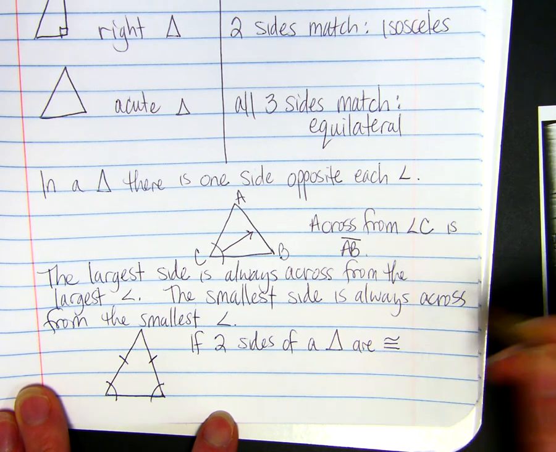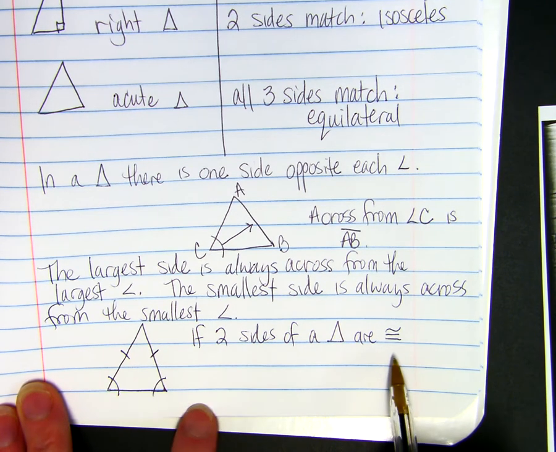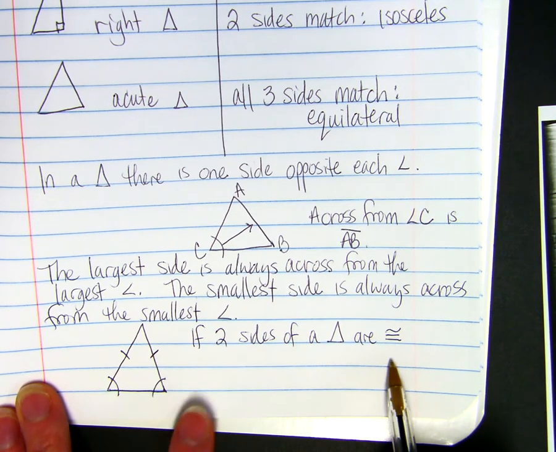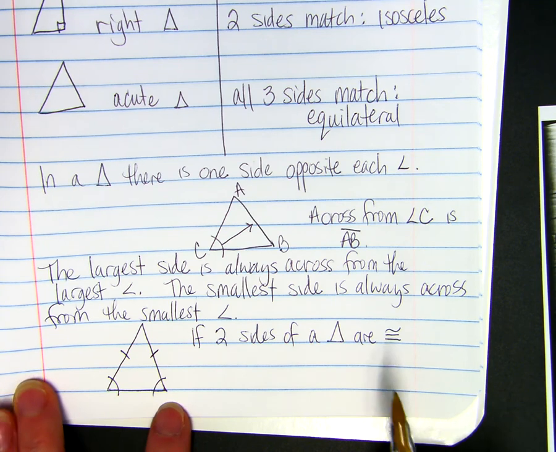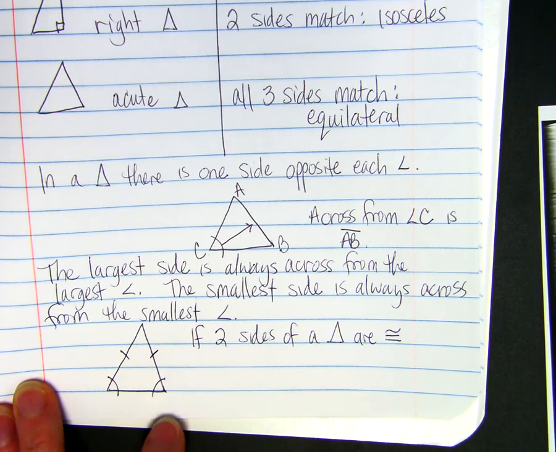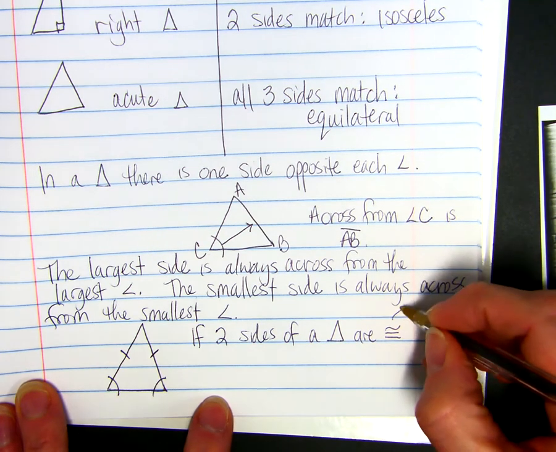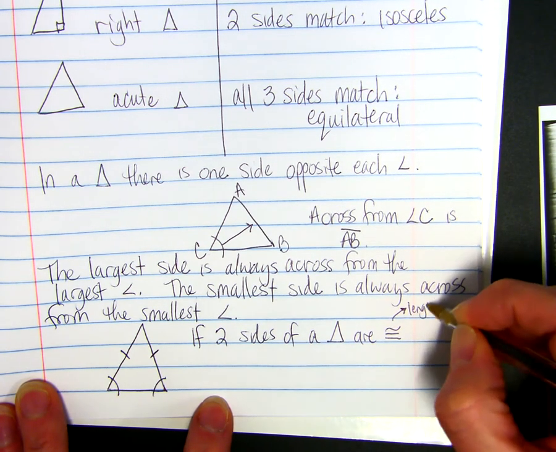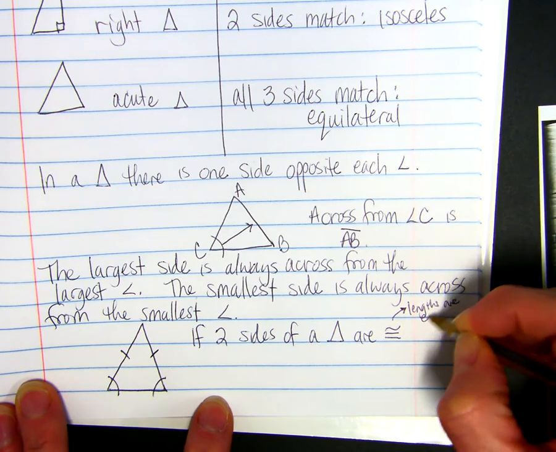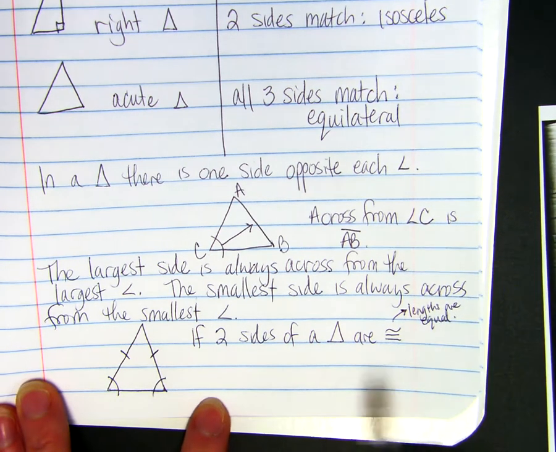Do you guys know the congruent symbol? What that means? Have we talked about it? It means their lengths are equal. Congruent means they're the same size. So if you just put a little arrow there and say lengths are equal, that's what congruent means. They're the same length.